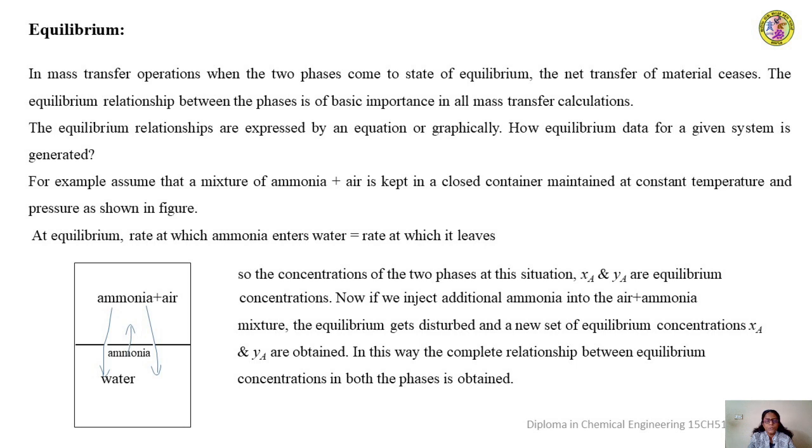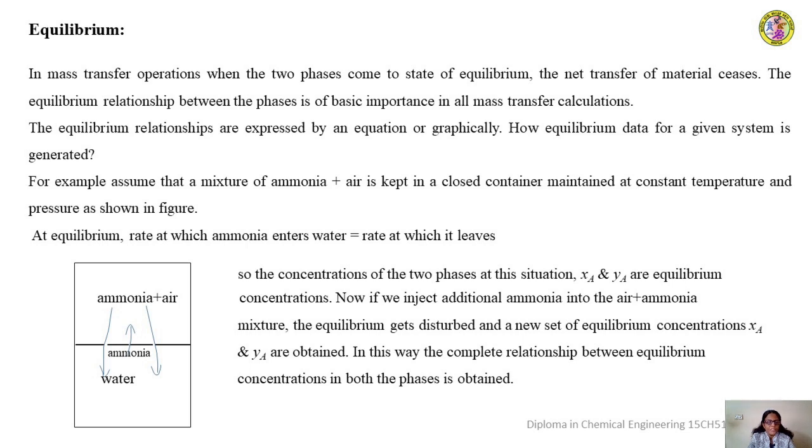So now the question is how to generate this equilibrium data or equilibrium relationships. Again, let us consider a gas absorption operation of transfer of ammonia from an ammonia-air mixture into water, to understand how to generate equilibrium data. Let us assume that a mixture of ammonia and air along with a sample of water is kept in a closed container as shown in the diagram, which can be maintained at some constant temperature and pressure.